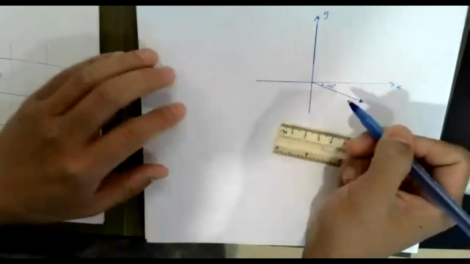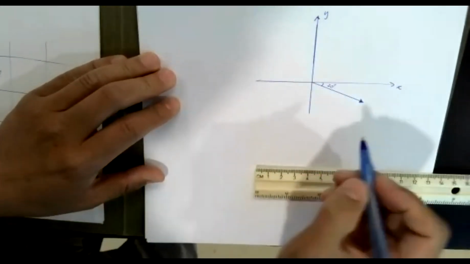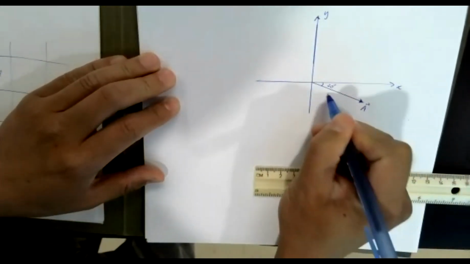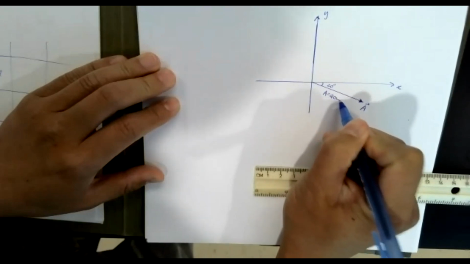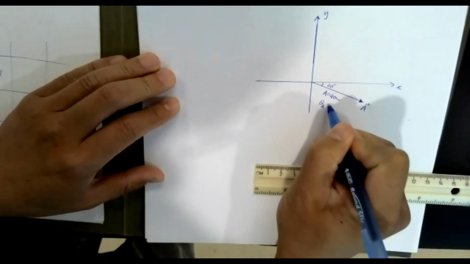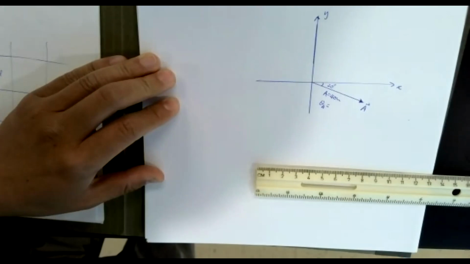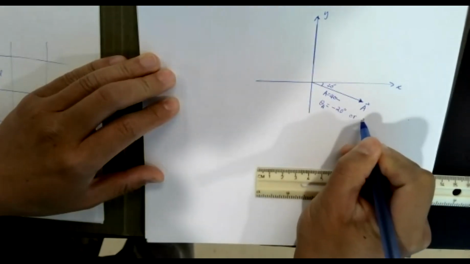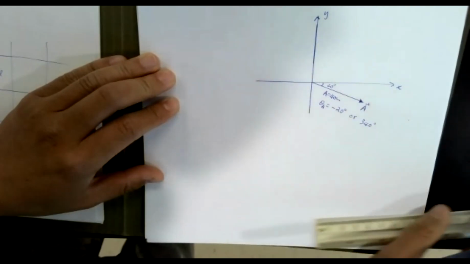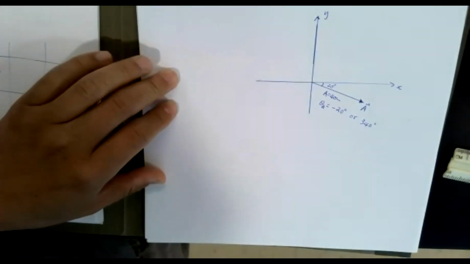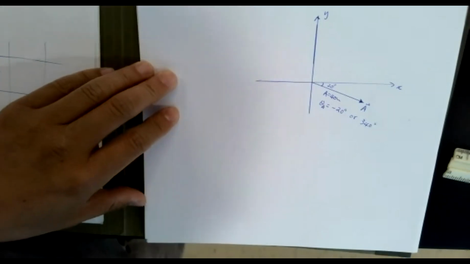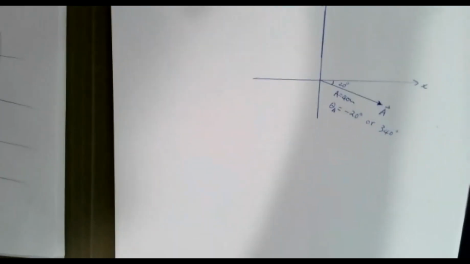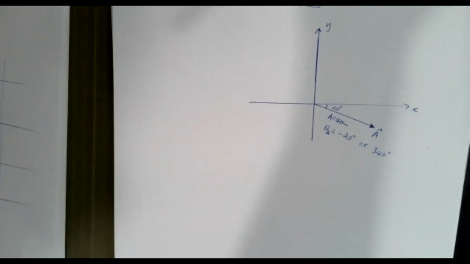But you should keep in mind, then this is a vector, okay? So the magnitude of a is 40 meters, okay? So then directional angle for a, theta sub a, this should be negative 20 degree or 340 degree, okay? Either way, they will give you the same result for the components, okay? X and Y components.